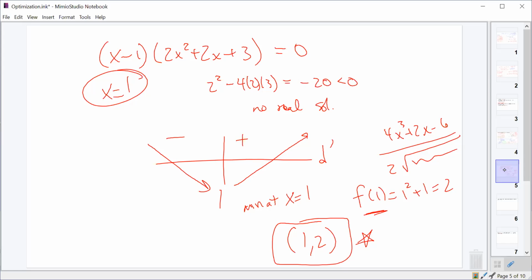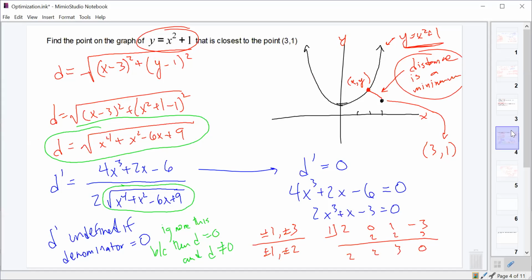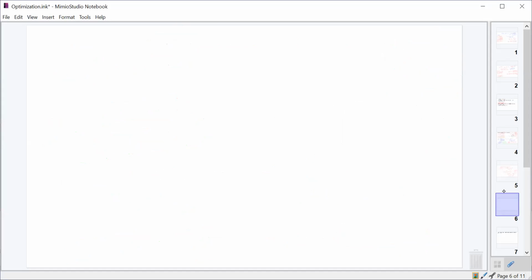All right, so I want to make one other point about this. Okay, sorry about that. So we had distance equals the square root of x to the 4th plus x squared minus 6x plus 9. Okay, so x to the fourth plus x squared minus 6x plus 9 inside the square root.